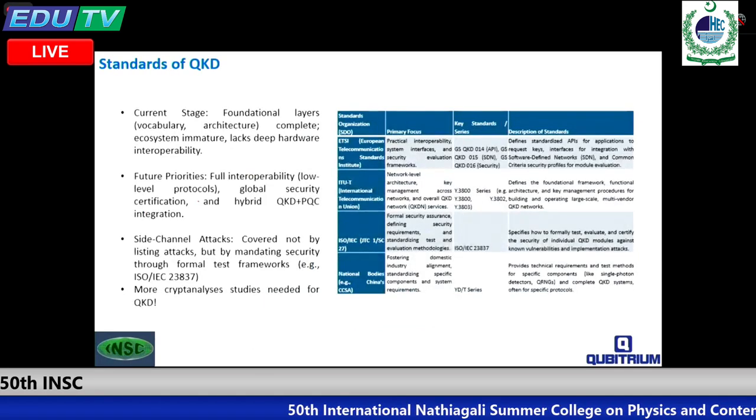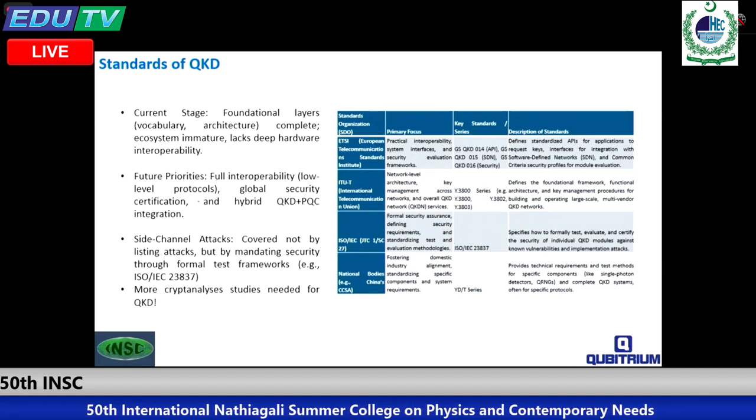Okay. Let's look at the standards of the QKD. So what do we have so far? There are 4 sets of standards here. The most relevant one is the ETSI standards. But if you read the whole documentation, you will see that it's like the vocabulary, architectures, and it's just defining what QKD is. It doesn't tell much.